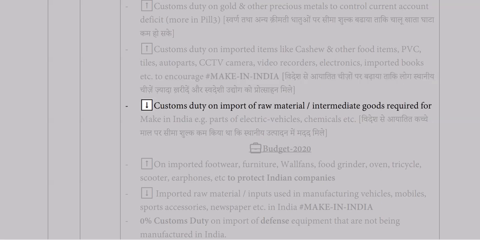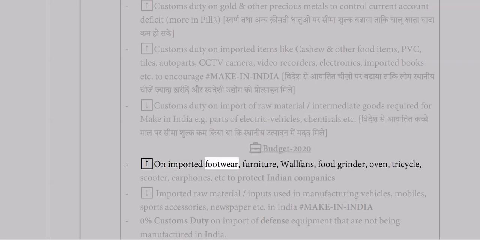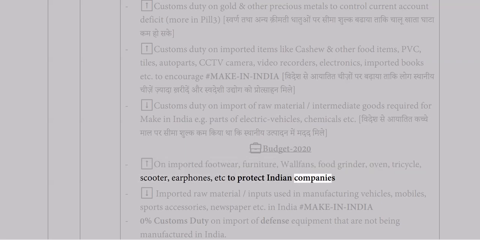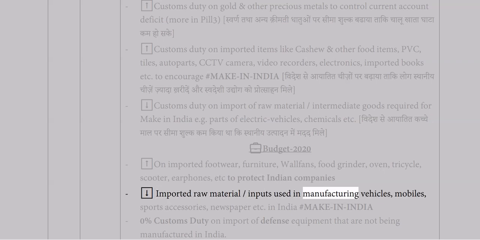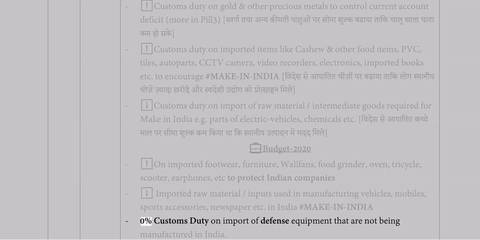Down arrow customs duty on import of raw material and intermediate goods required for Make in India, e.g. parts of electric vehicles, chemicals, etc. Budget 2020: up arrow on imported footwear, furniture, wall fans, food grinder, oven, tricycle, scooter, earphones, etc., to protect Indian companies. Down arrow on imported raw material inputs used in manufacturing vehicles, mobiles, sports accessories, newspaper, etc. in India, Make in India. 0% customs duty on import of defense equipment that is not being manufactured in India.